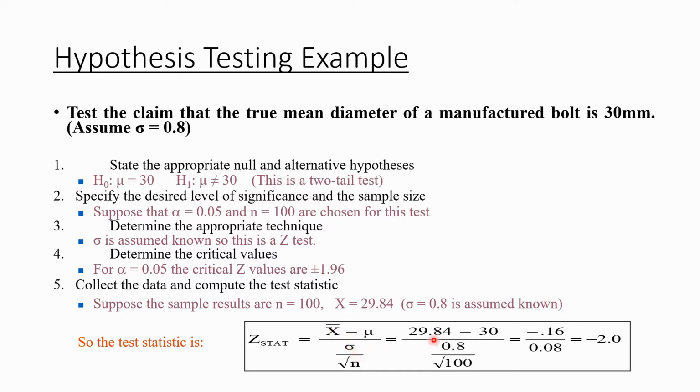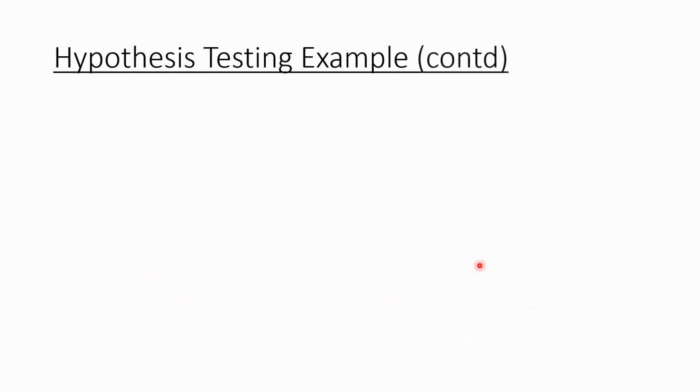X bar is your sample statistic for mean, 29.84, minus the population mean of 30, divided by sigma, which is given as 0.8, divided by the square root of the sample size, 100. So in this question, let me repeat again, you should be given the level of significance alpha and the sample size as well. Then let's have a look at what this particular question looks like graphically, because we need to identify whether the test statistic is in the given region, or what is that region?